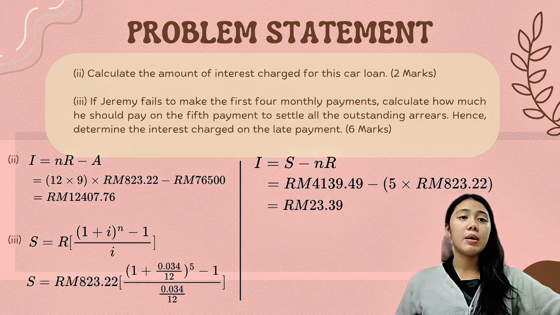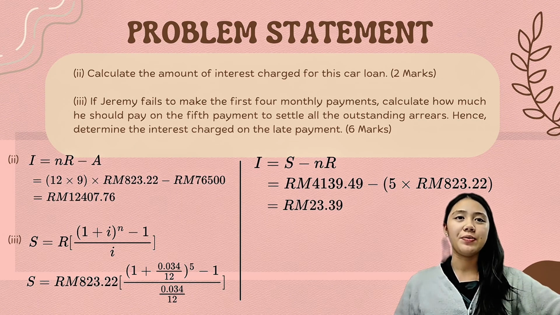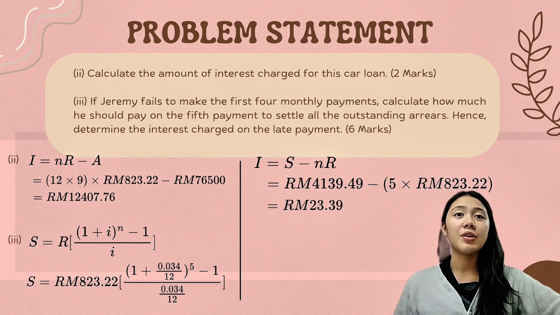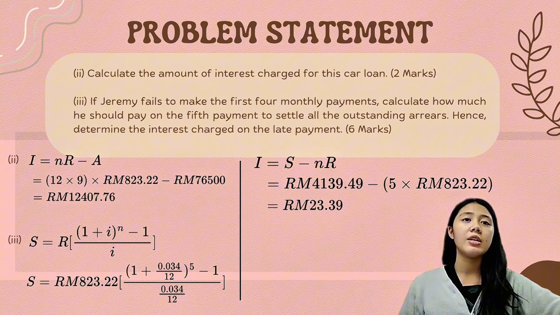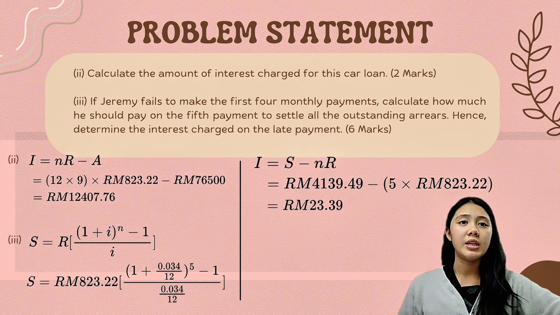C2, calculate the amount of interest charged for this car loan. As you know, the formula to calculate interest is I equals nR minus A. So we just substitute all the information that we have gathered and calculated from the question above into this formula: 12 times 9 for n, multiplied by 823 ringgit and 22 cents for R, and 76,500 for A. When we calculate it, we get the interest for this car loan, which is 12,407 ringgit and 76 cents.